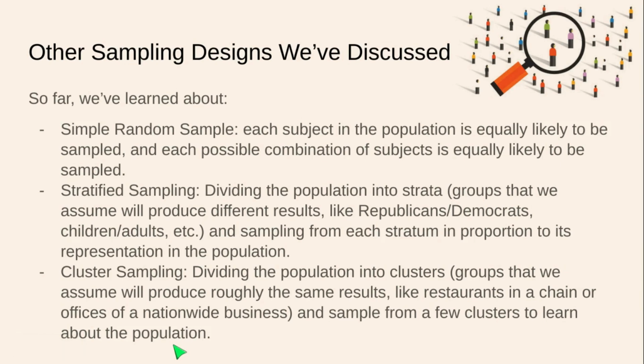So stratified sampling, we assume the groups are different, and we sample according to their representation in the population. Cluster sampling, we assume that groups that we could divide the population into are going to be the same, roughly, and we would sample from a few of those clusters to learn about a big population.